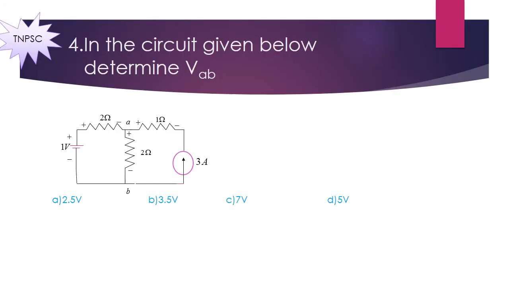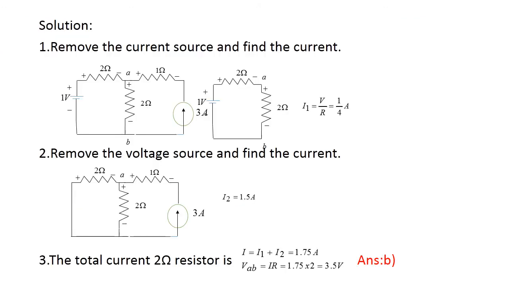Next problem. In the circuit given below, determine VAB. We have to find the potential between the points A and B. This problem also we are going to solve using the superposition theorem. First step, remove the current source and find the current. So here we are going to remove this current source and calculate the current.